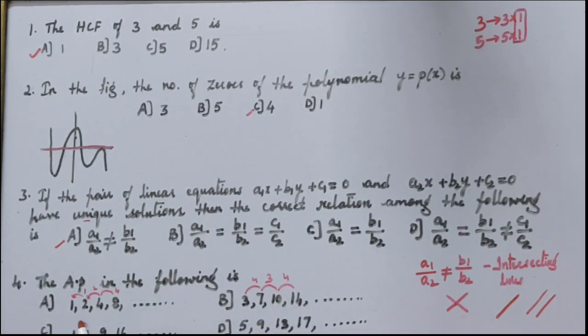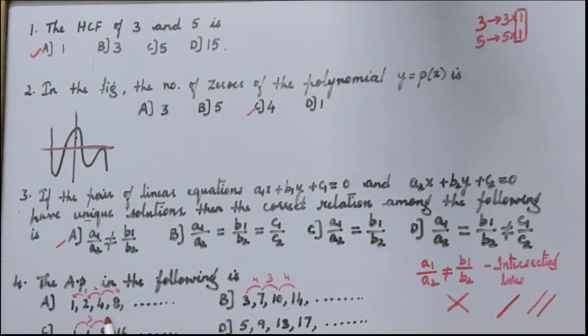Now here 4 minus 1 is 3, 9 minus 4 is 5, 16 minus 9 is 7. Now here also we don't find any common difference. So this is not an AP. Now let us check this. 9 minus 5 is 4, 13 minus 9 is 4, 17 minus 13 is 4. Here all the differences are the same, that means it has a common difference, that is 4. So this is an AP. I hope this is clear.